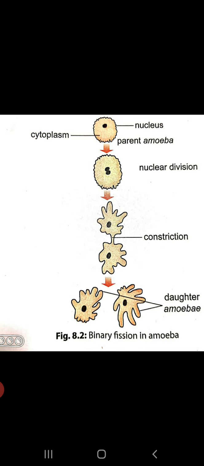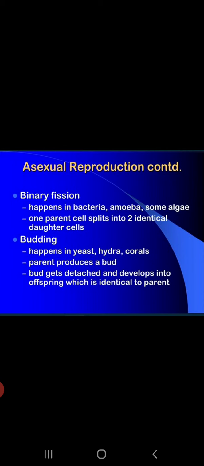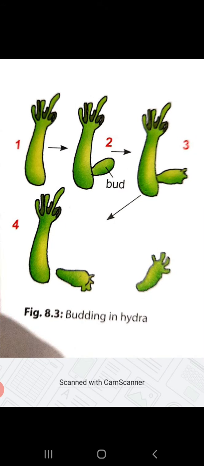Moving on to the next method in asexual reproduction, that's budding. Budding is common in Hydra. This takes place by the formation of buds. Buds are small bulb-like projections formed on the body of an animal. In Hydra, a small bulb-like outgrowth is formed. If you see here in diagram number 2, a bud-like structure is formed on the body. This is the bud, and the complete body is called the parent body.